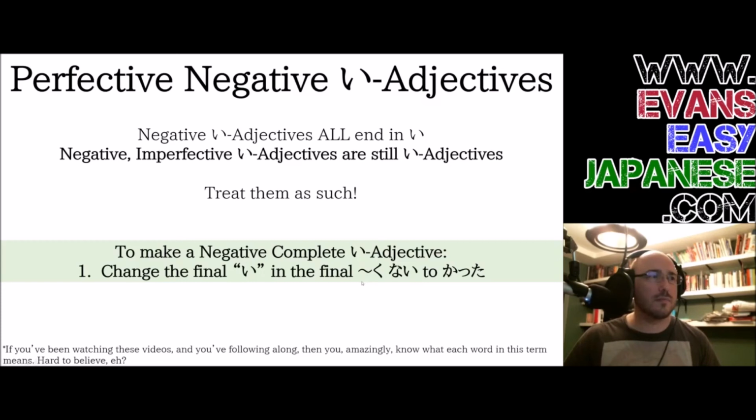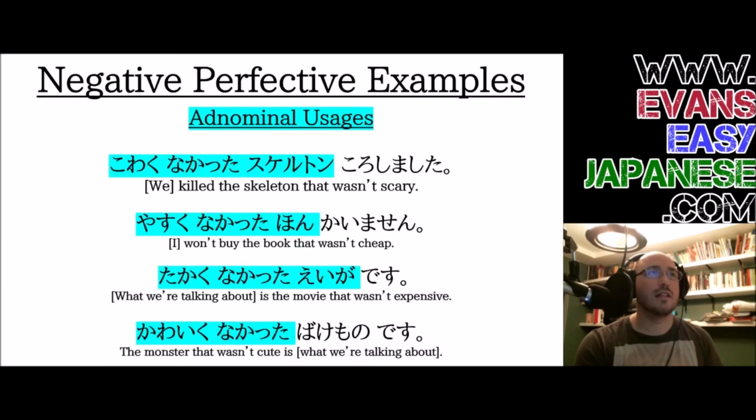If you've been watching these videos and you're following along, then isn't it amazing that you know what these words mean? I think that's cool. If you know what I mean when I say perfective negative E adjective, that's pretty cool, I think. You know, complete and all that sort of stuff. Yeah, great. Let's see some examples.